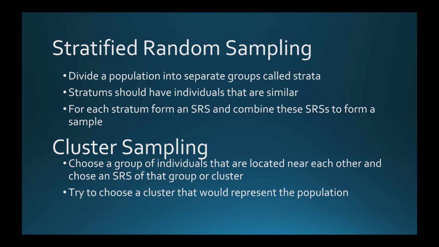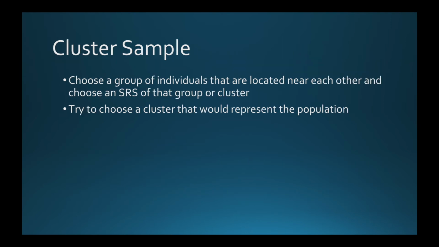Now we can take a look at a different type of sampling, cluster sampling, and that's basically creating groups of individuals based on location rather than based on similarity. Whenever you select a cluster, you want to try and divide the data into clusters that represent the population. And again, here are some more details about cluster samples.